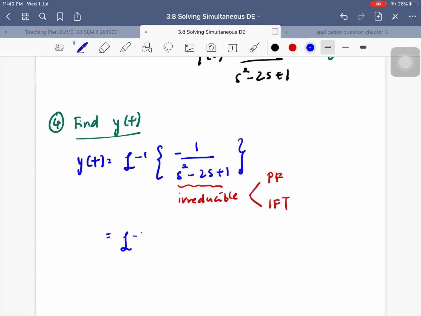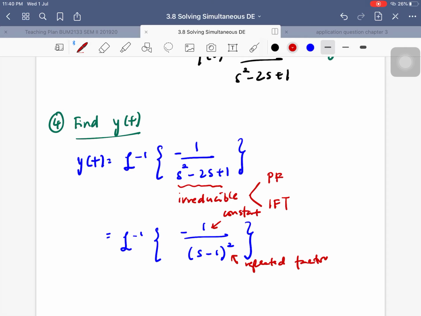So this can actually be written as Laplace inverse of negative 1 over, underneath, I'll end up with (s minus 1) to the power of 2. I have mentioned this in the revision video: when you have a constant at the top and a repeated factor at the bottom, there's no way that partial fraction will work. This is a very special case for which partial fraction doesn't work. The only way to find the Laplace inverse is going to be inversion of first shift theorem. So that is what I'm going to use.